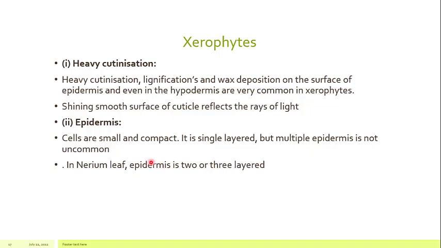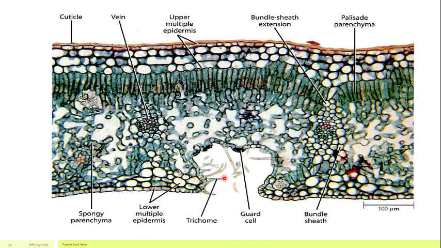In the nerium leaf, a xerophytic plant, the epidermis is 2 or 3 layers. So that's why we call it the multiple epidermis which is present in the nerium. As you can see here, this is the overall diagram of the leaf.